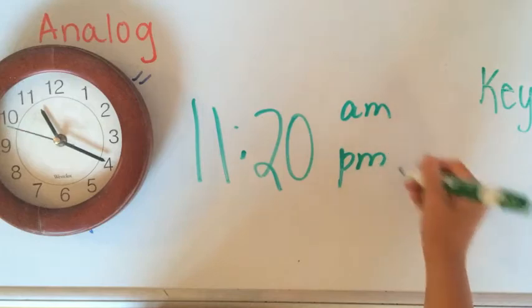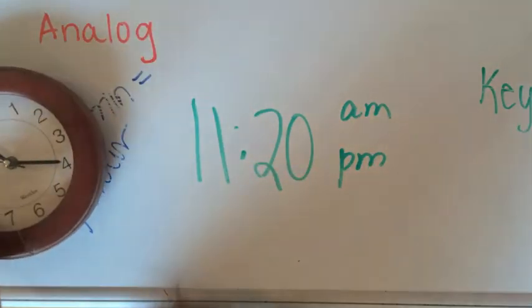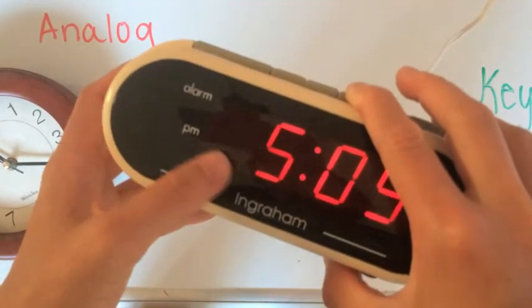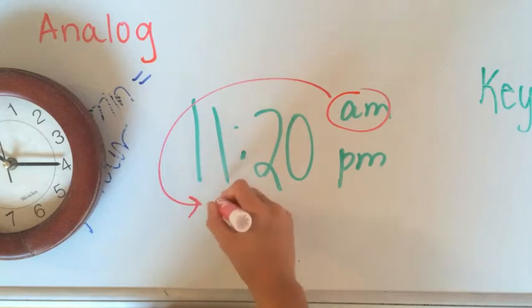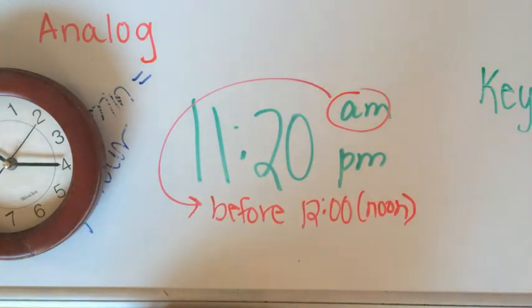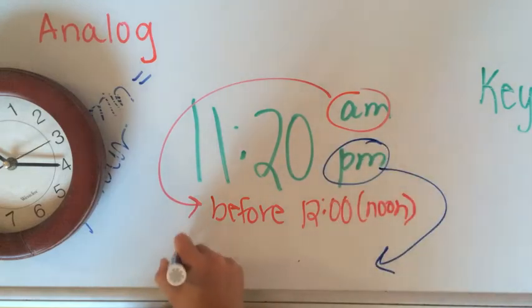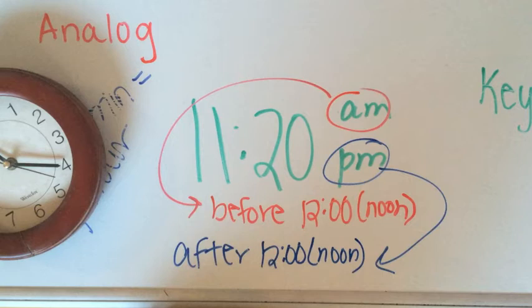So it's hard to tell on an analog clock whether to write AM or PM, but on a digital clock it's easier. For example, here you would see if it's AM or PM. So AM stands for before midday or 12 o'clock at noon, and PM stands for after midday or 12 o'clock at noon. So let's just say it's after midday at 11:20, so we would write it as 11:20 PM.